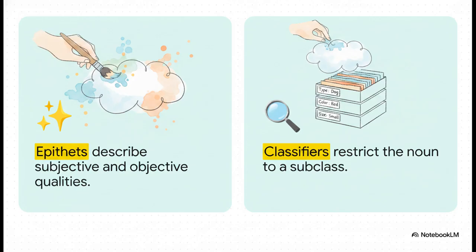On the other side, we have classifiers. Now, these don't just describe, they restrict the head noun to a specific subclass. Let me give you an example. A criminal lawyer isn't a lawyer who happens to be a criminal, right? Criminal is the classifier here, permanently restricting the exact subclass of law they practice. And unlike epithets, classifiers are very often realized by nouns or particles rather than pure adjectives.